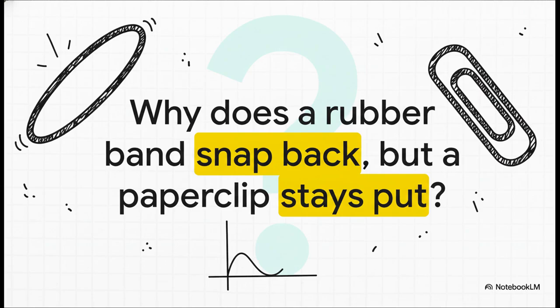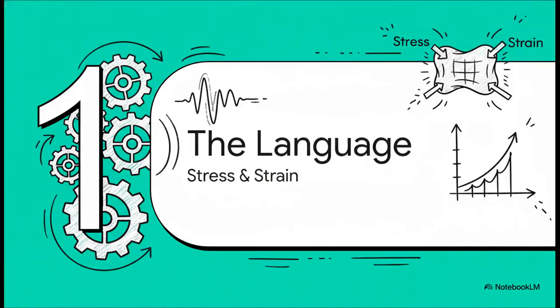It all kicks off with a question you've probably wondered about. Why is it that you can stretch a rubber band, let it go, and it snaps right back? But if you bend a paperclip just a little too far, it stays bent forever. The answer to that simple question, well, that's where we find the secret life of materials. So, to understand this secret life, we first have to learn the language that materials speak, and that language is really built on just two key ideas: stress and strain.